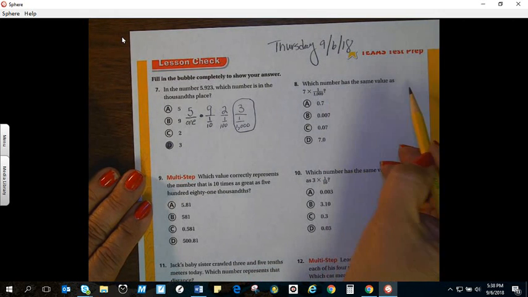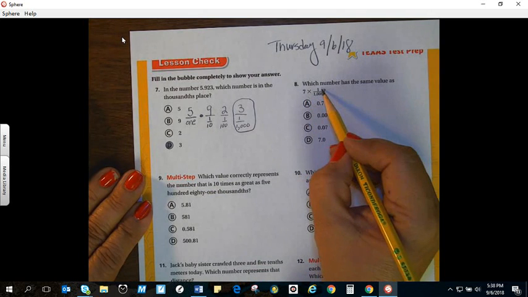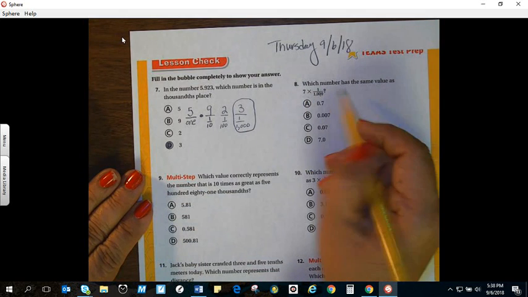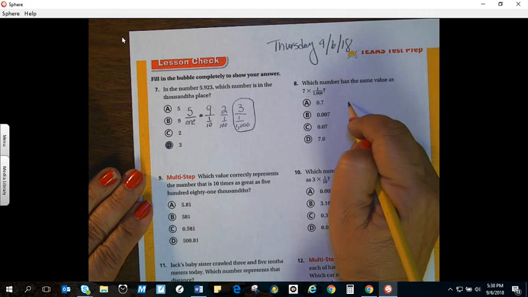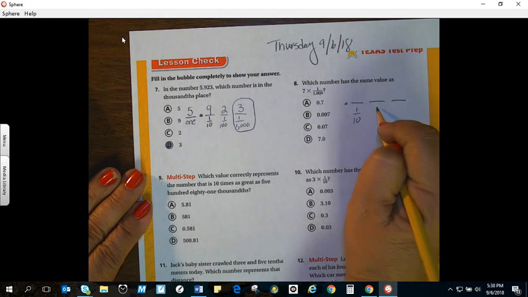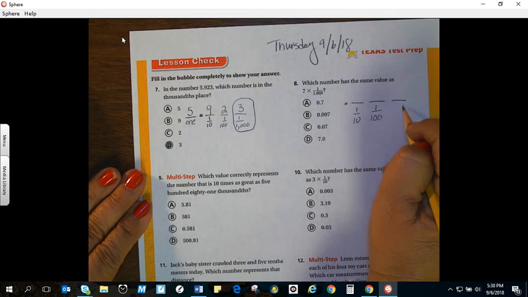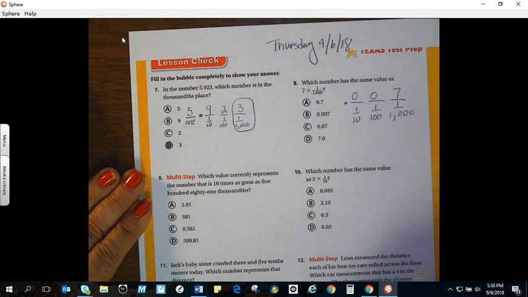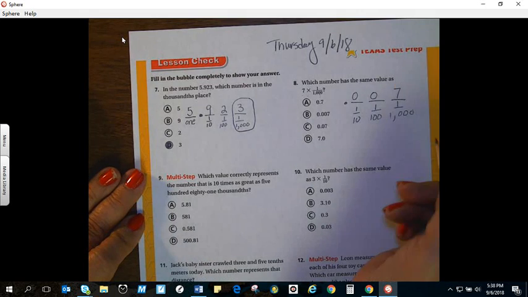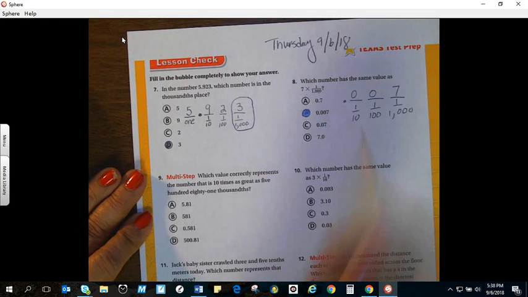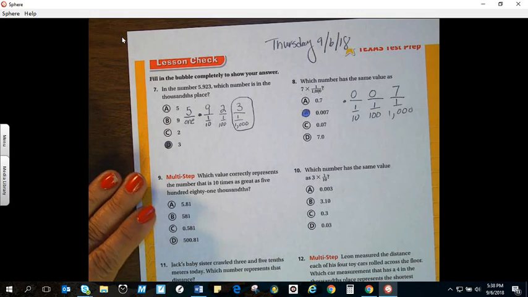Which number has the same value as 7 times 1 and 1,000ths? Okay, so we talked about that today. We know that this is going to be in the thousandths place. So if you're not sure, draw out your strategies, and we have the hundredths place and the 1,000ths place. The 7 is in the 1,000ths place. I know that 0 is going to hold my place value, and so the answer is B, 7 thousandths. And that's the number that has the same value.